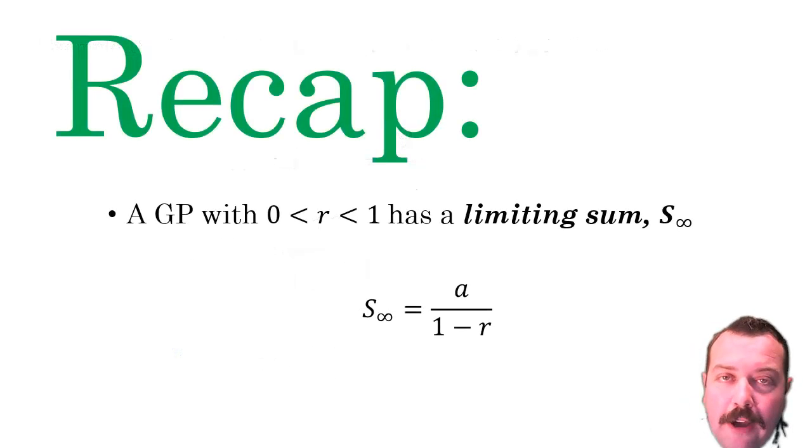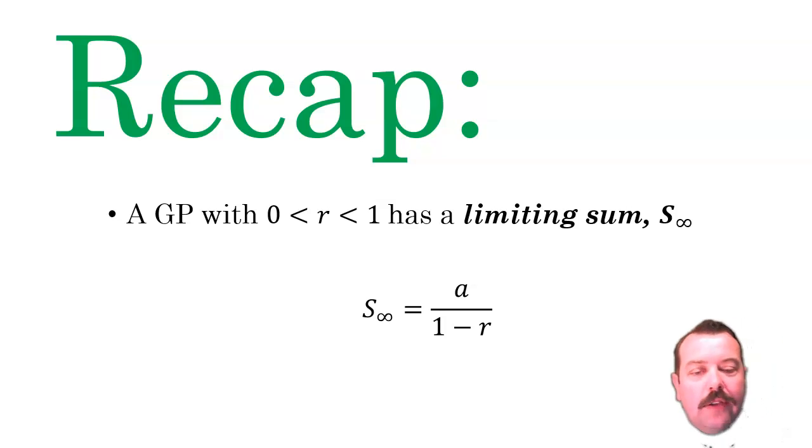So if I have a GP where r is a small number, it'll have a limiting sum, which we write like this, a sum with the subscript infinity, and we calculate that as a over 1 minus r.